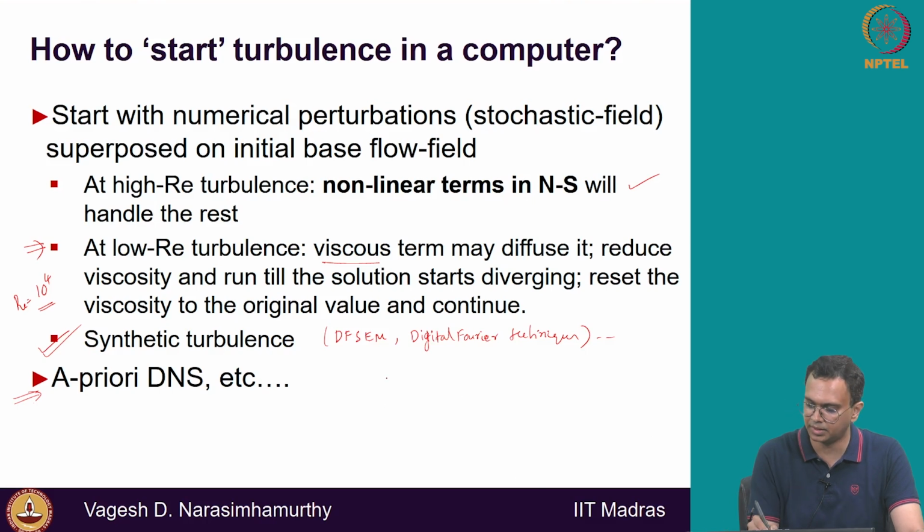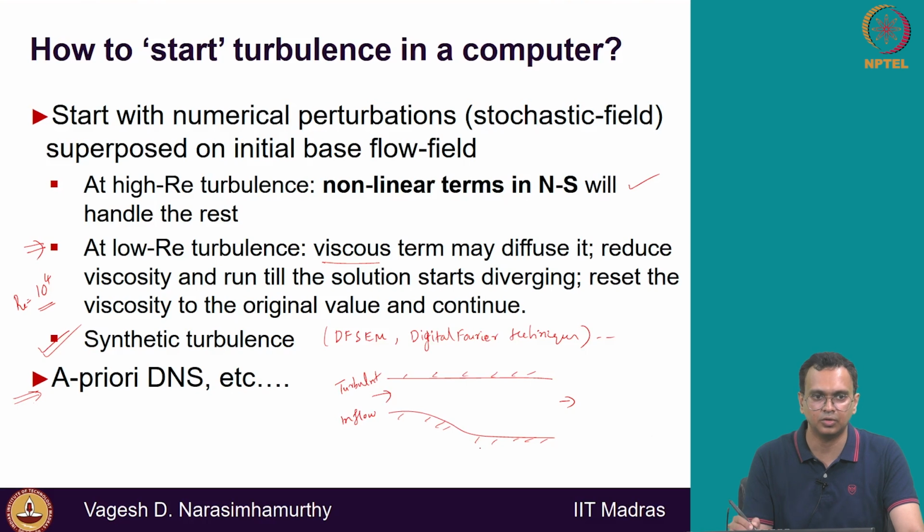Another technique is to do an a priori DNS flow field. For example, let's say you are simulating an aircraft diffuser. Aircraft engineers would know what I'm talking about. Let's say I have a diffuser and you want inflow, outflow like this. You want a turbulent inflow here. It should not be a laminar inflow. You cannot expect a laminar inflow coming in to generate turbulence downstream. The inflow is turbulent, and this is your numerical domain.